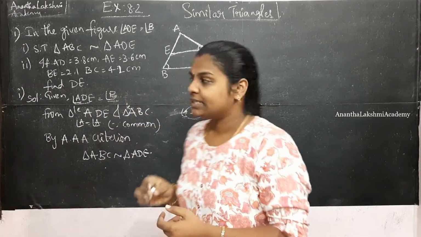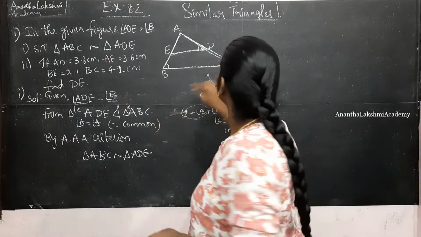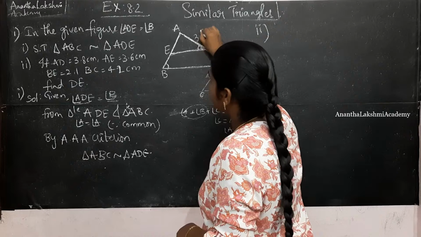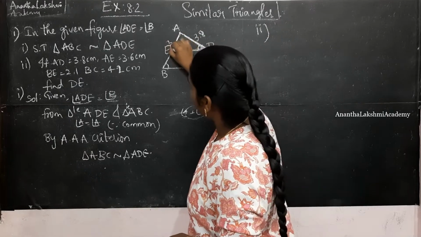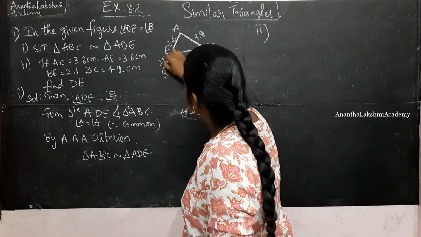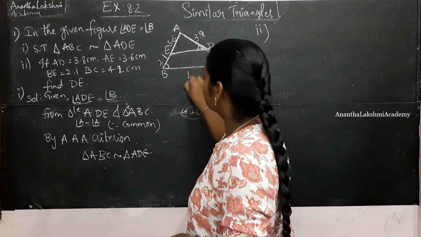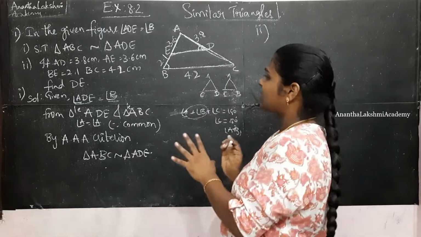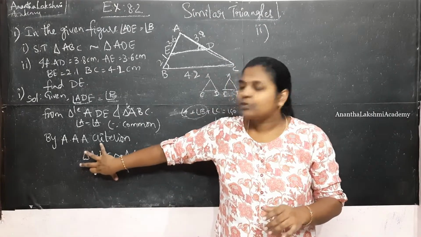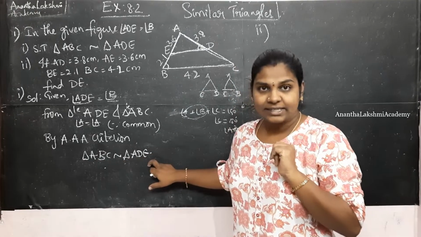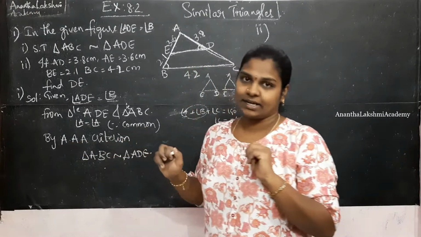So, let us solve the second bit wherein sides were given, like AD is given as 3.8, AE is given as 3.6, BE is given as 2.1 and BC is given as 4.2. Alright, so let's take a look. Now, how did we prove the first bit? How are the triangles ABC and ADE similar? By AAA criterion, isn't it?